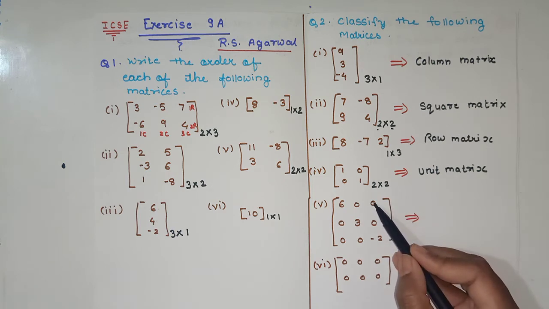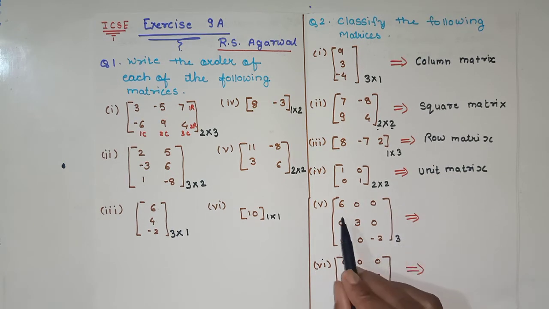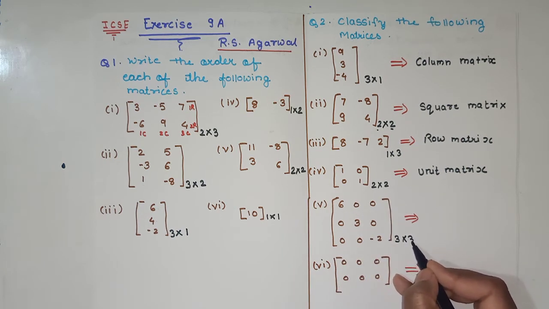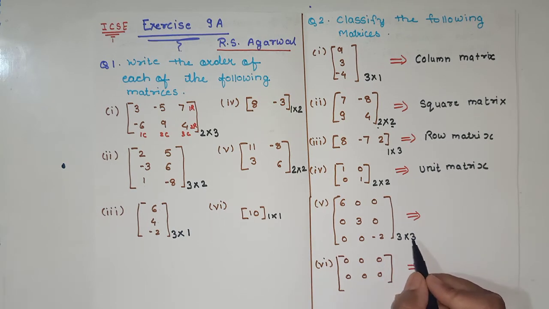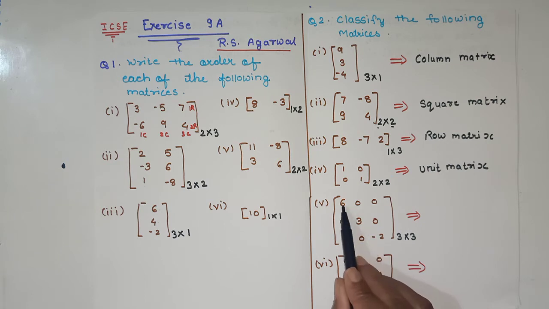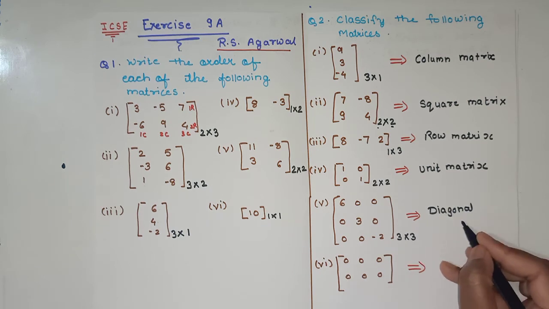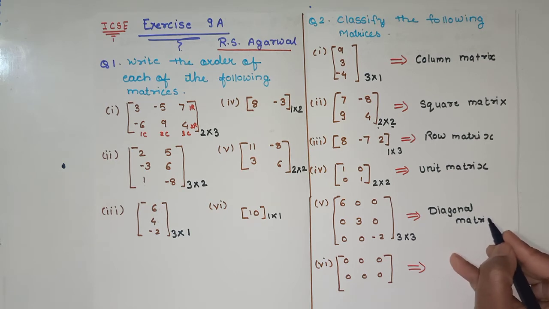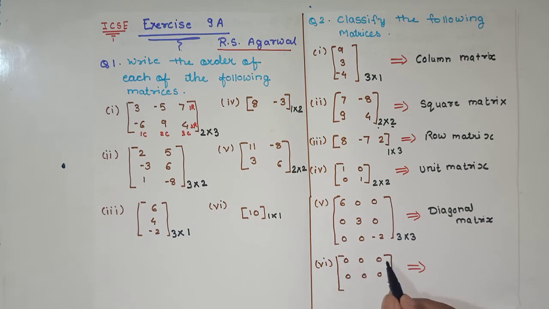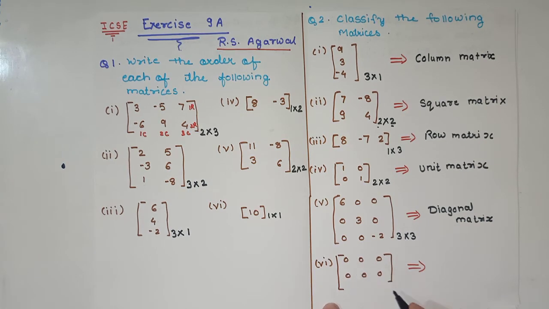Here 1, 2, 3. The number of rows is 3. The number of columns is 3. So the order of this matrix is 3 by 3. And if you see, the diagonal elements are there, whereas the non-diagonal elements are 0. So that's why it's called your diagonal matrix. Now this one. Here the order of this matrix is 2 rows, 3 columns, so 2 by 3. And this matrix we call your null matrix or zero matrix.